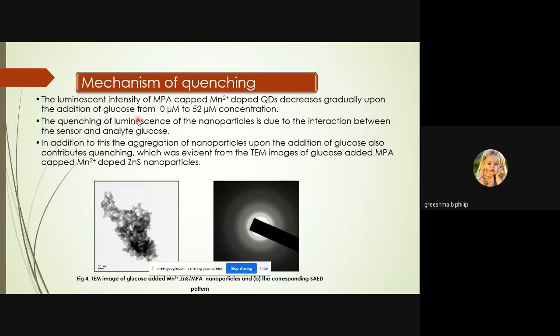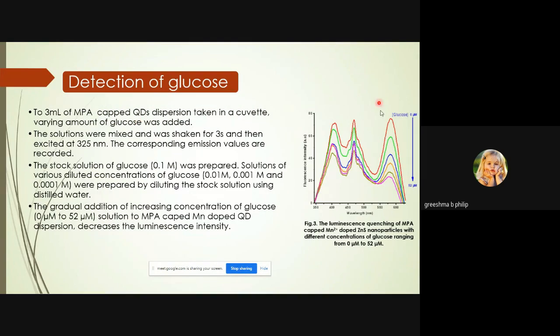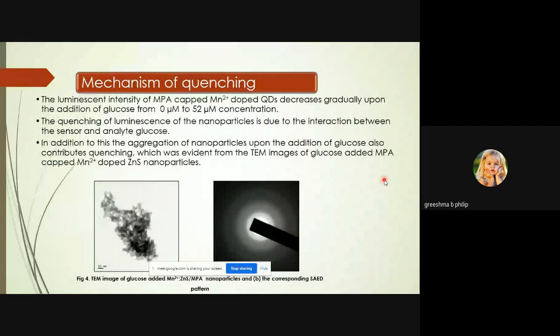While adding glucose, we can see a decrease in the intensity of the peak. This is due to the quenching of luminescence by the nanoparticles, because of the interaction between the sensor and the analyte glucose. And from the TEM image obtained after addition of glucose, we can see aggregate formation. So it's also due to the aggregation that the diminishing of the intensity is obtained.